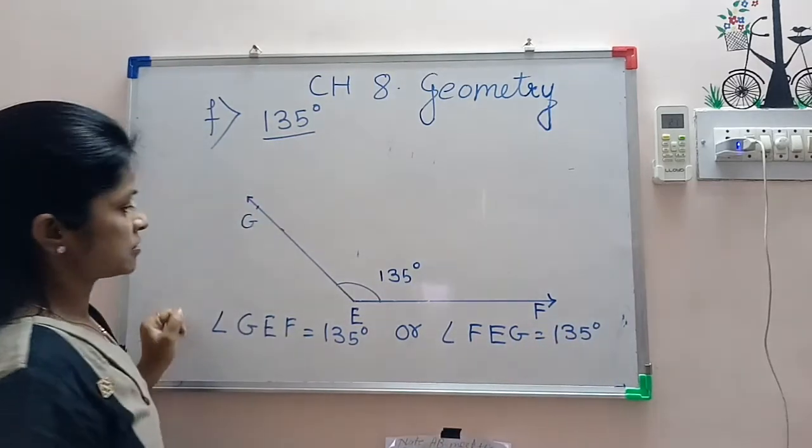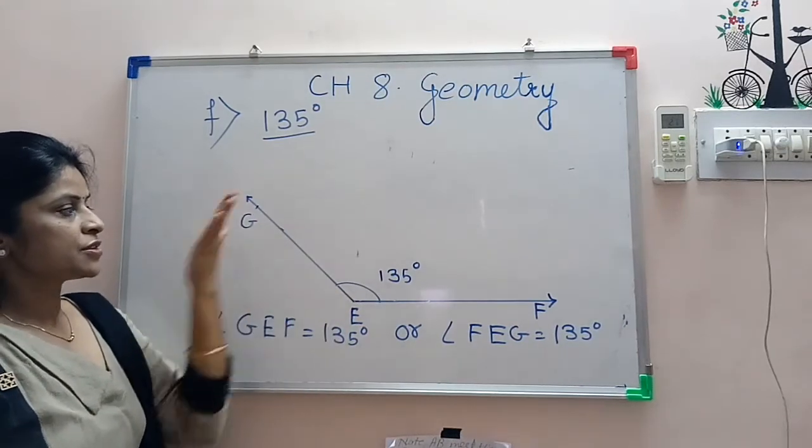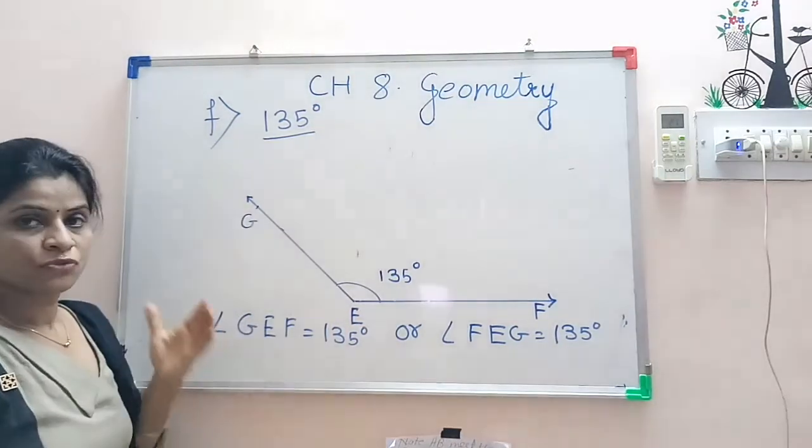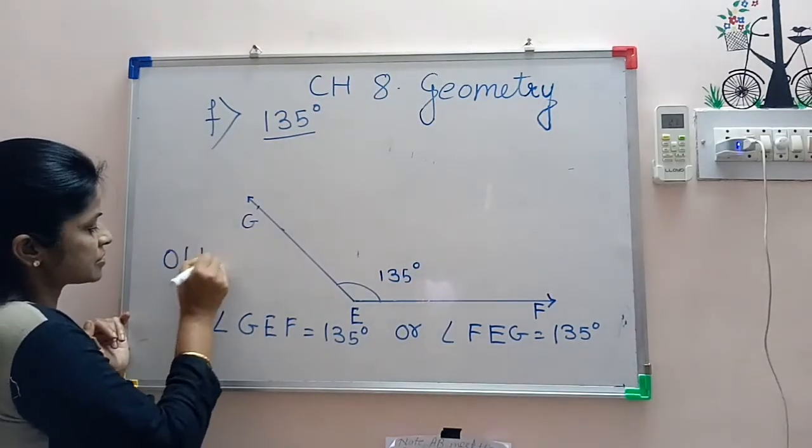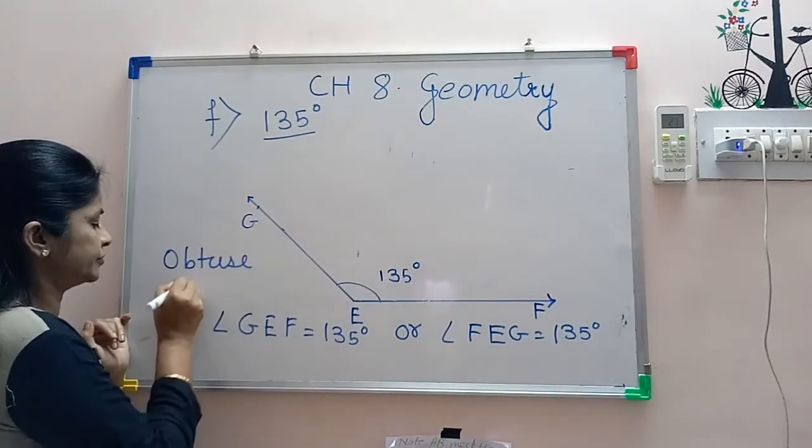Now students, this angle is more than 90 degree. So which type of angle is it? It is an obtuse angle.